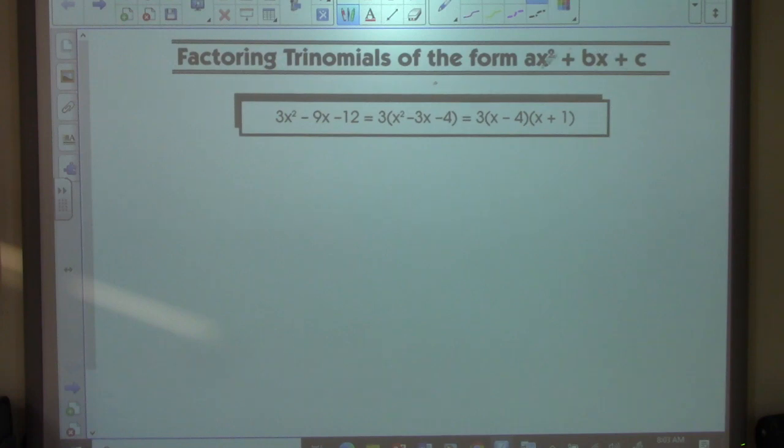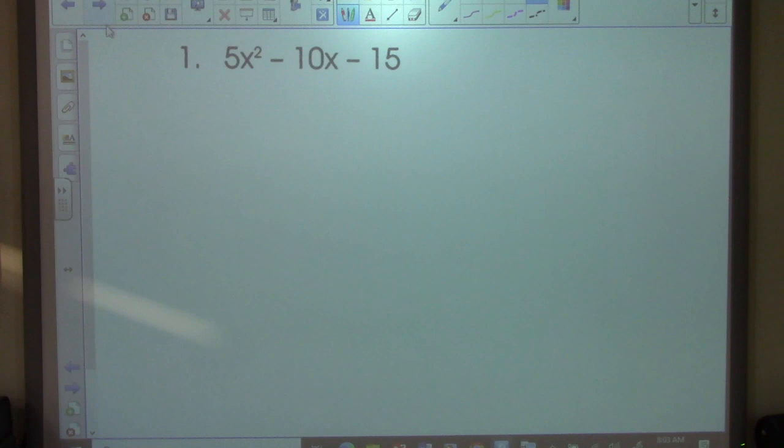Yesterday we started looking at factoring trinomials where a is greater than 1. And so that brings some complications. So this first one is going to be number 1 on your sheet that you have here. We looked at taking out a common factor first. And if you remember, 5 is a common factor to these 3 terms. So you have 5 times x squared minus 2x minus 3. Is that right?